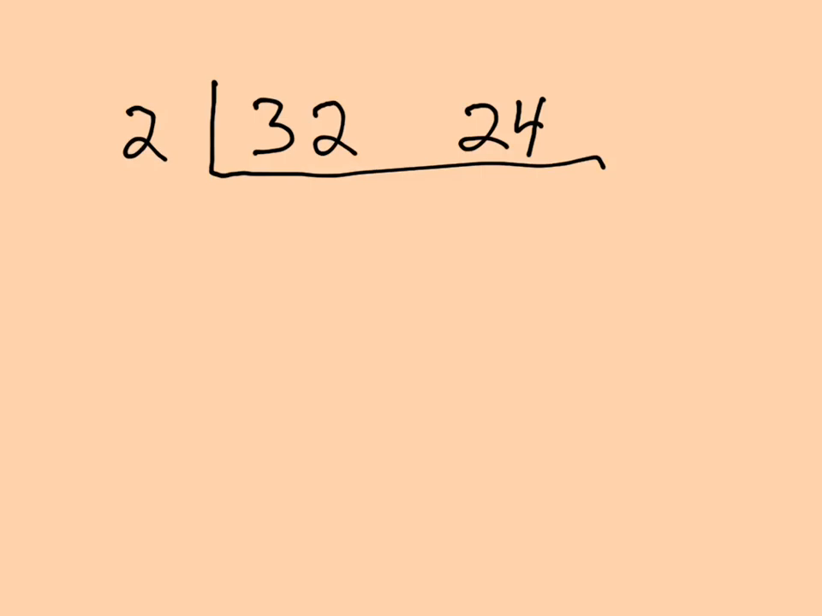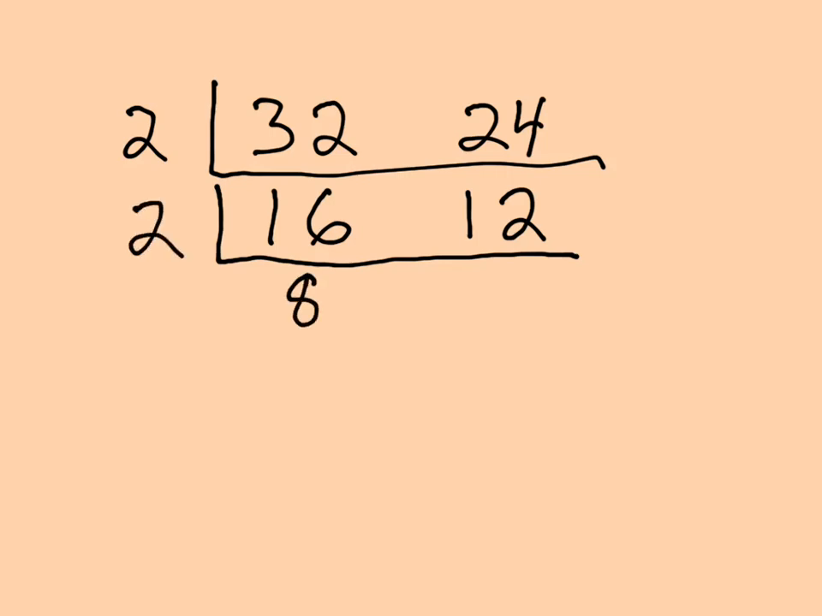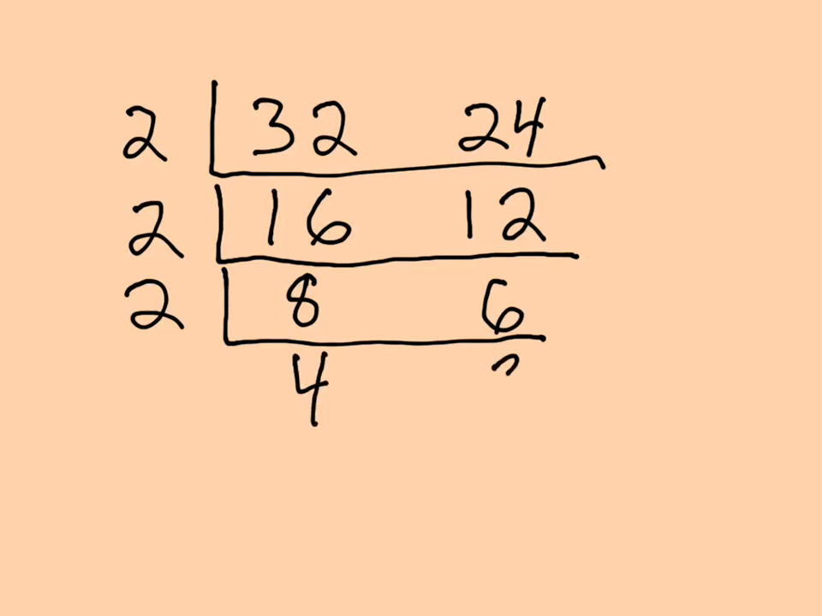We say 32 divided by 2 is 16, and 24 divided by 2 is 12. Pretty good. Then we ask ourselves, are there any other common factors? I immediately see that they're both even numbers, so I know there's more factors, so I'm going to make another little L. And 2 goes into both of those. That's 8, and that's 6. And look at that, they're still both even, so I know 2 goes into both of those. 8 divided by 2 is 4, and 6 divided by 2 is 3.